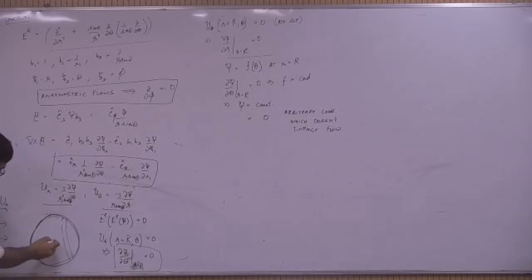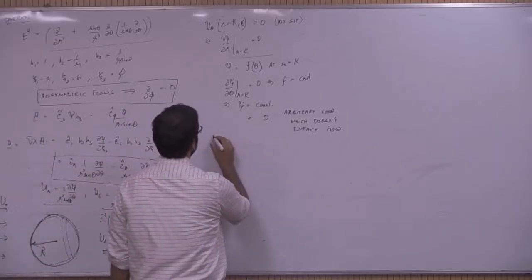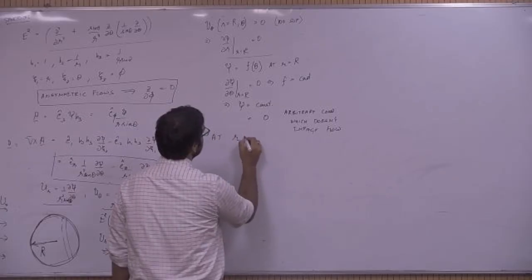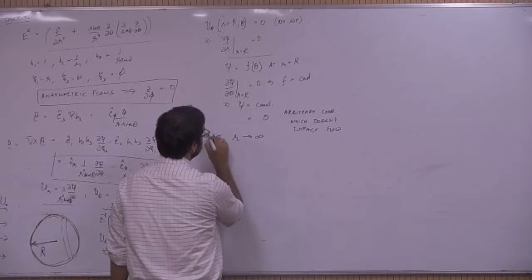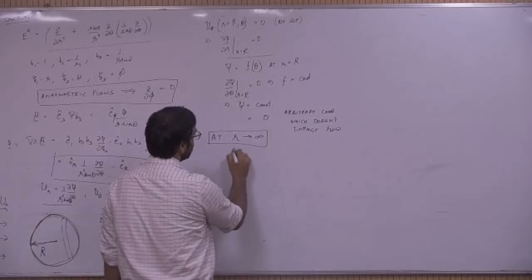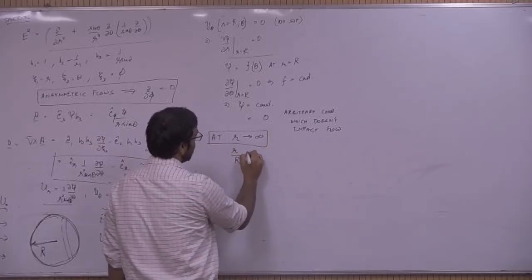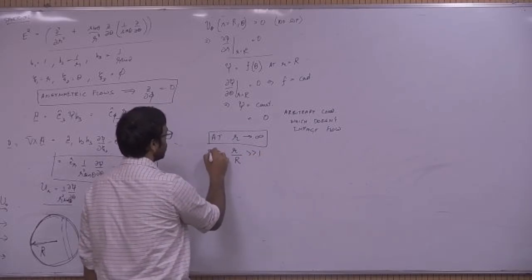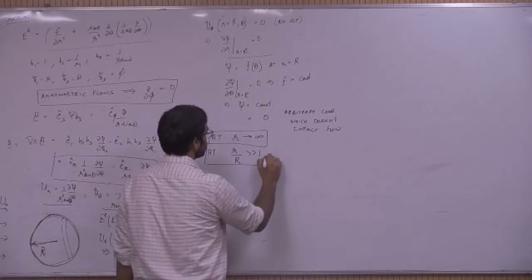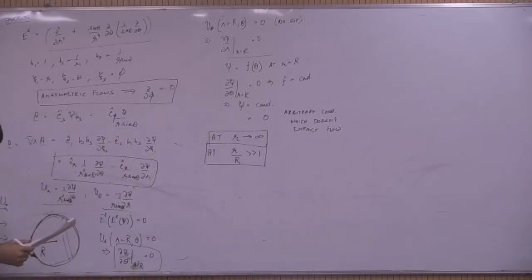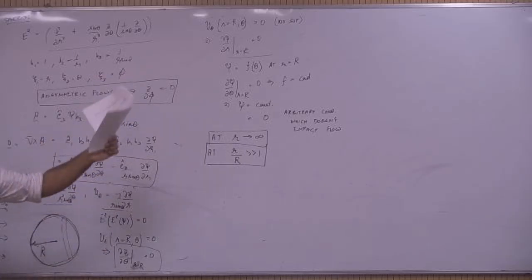Now, if you have a sphere of radius r, what can you say about the flow very far away from the sphere? To be exact, what can we say when small r by capital R is much, much greater than 1? What can we say when small r is much, much greater than capital R? That is, we are very far away from the sphere compared to its radius.